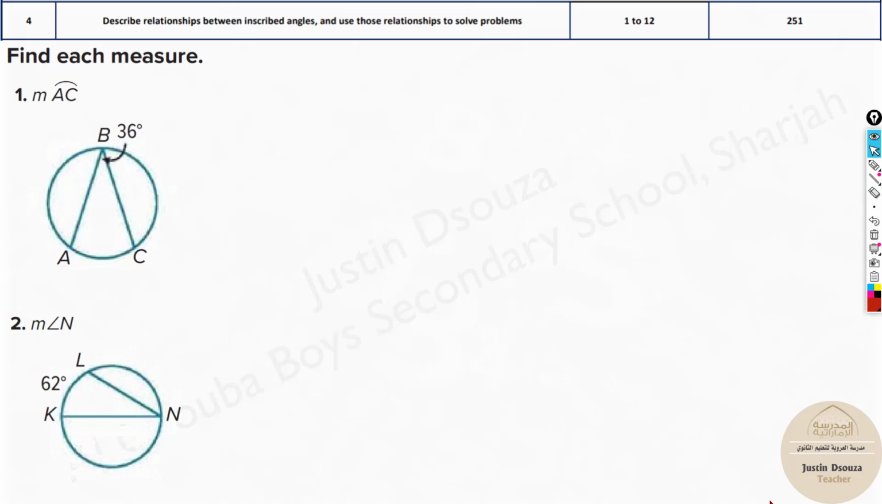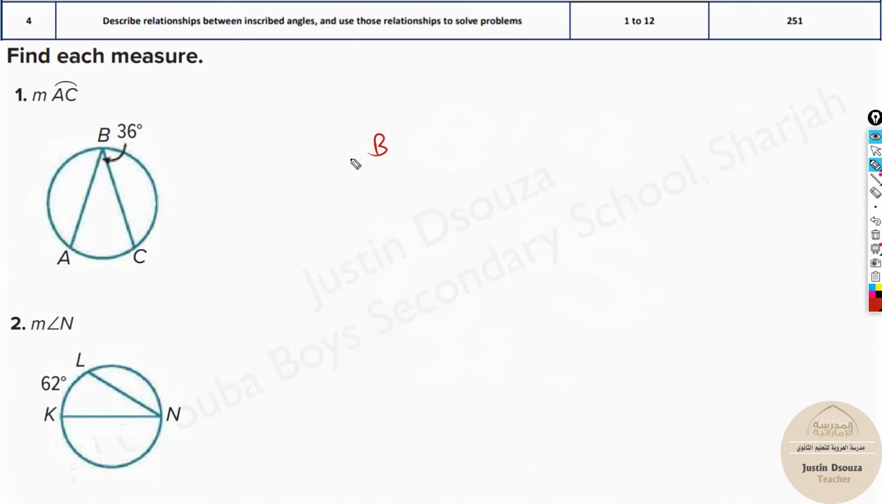The question 4 is relationships between inscribed angles. Here we have a set of different problems. The first type begins with a simple one. Finding measure of arc AC. Here we can see the angle B is inscribed. How do we find this measure of arc AC? There's a simple formula. Whenever we have an inscribed angle, this arc is twice that of the inscribed angle, or this inscribed angle is half of this arc.